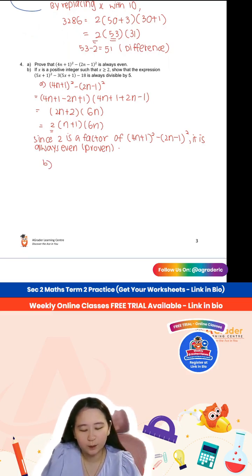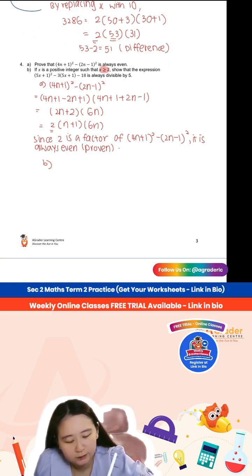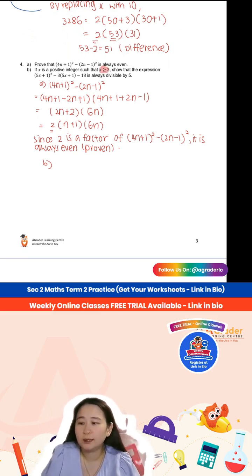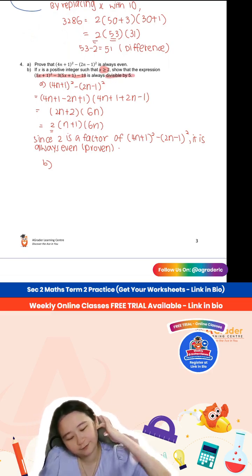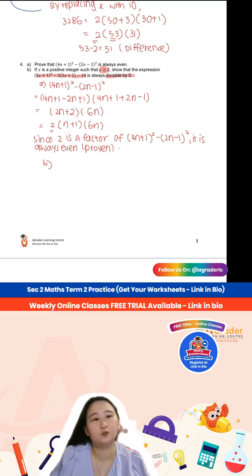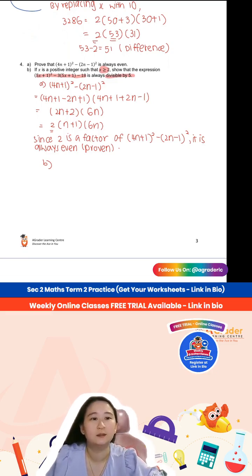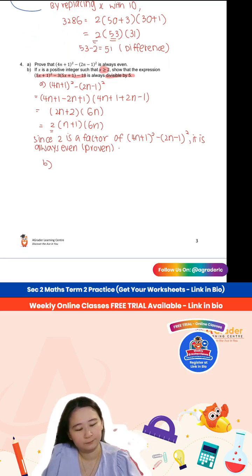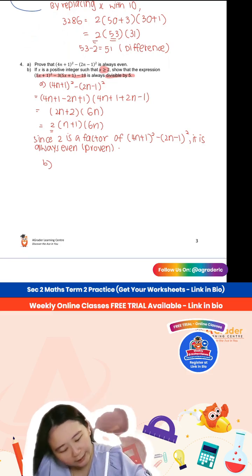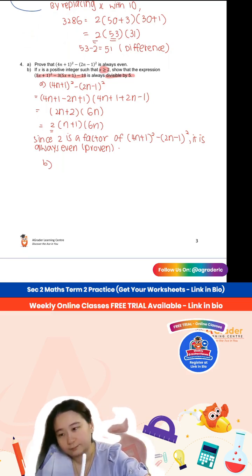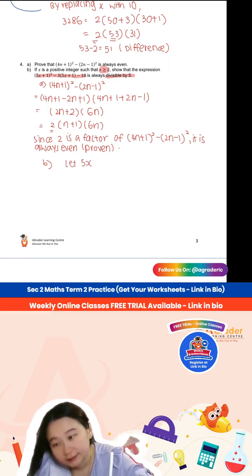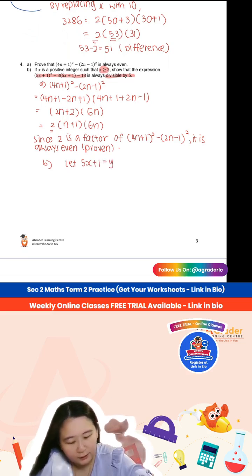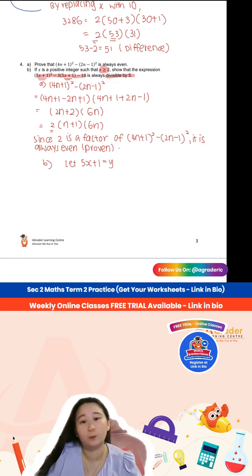So if x is a positive integer such that x is always greater than or equal to 2, show that the expression, this part, is always divisible by 5. So x has to be greater than or equal to 2 here. So we can let (5x plus 1) equal y. So we want to replace this part here all with y.